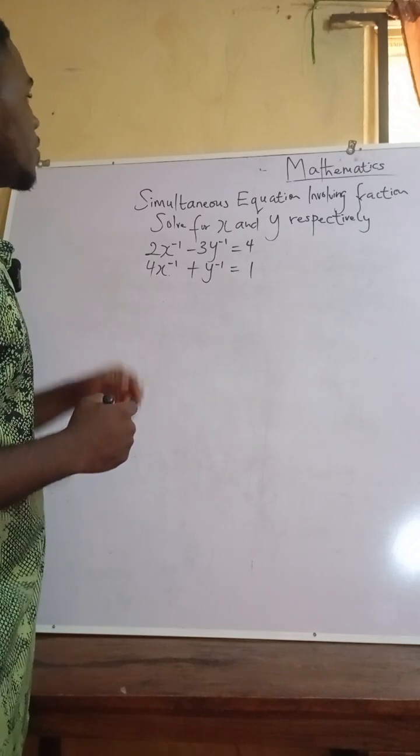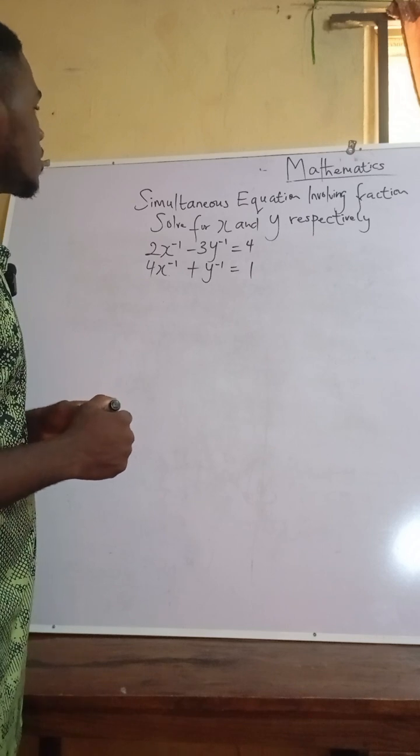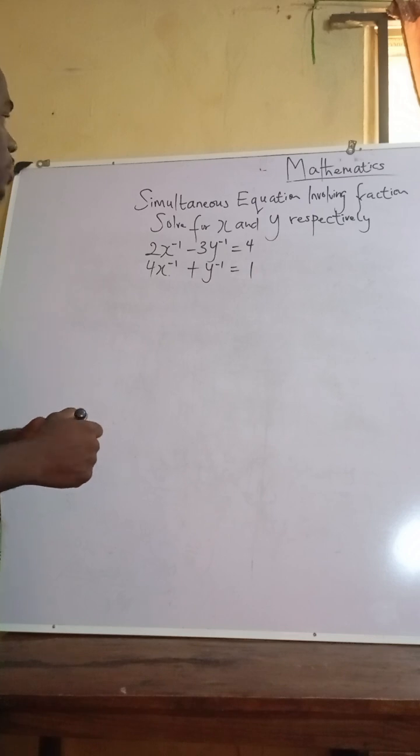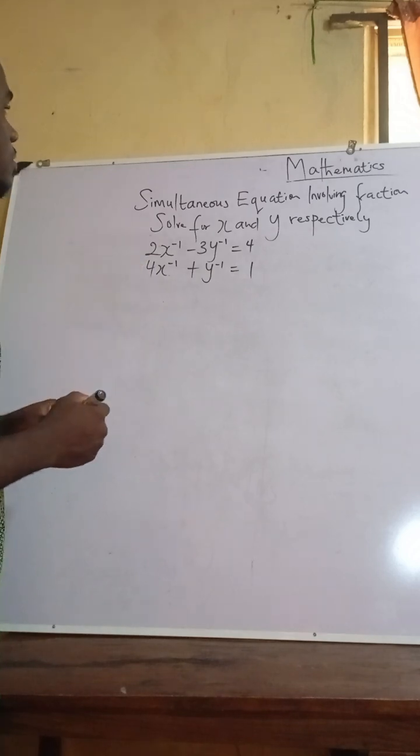Okay, consider the question where you solve for x and y respectively. Now you have 2x to the power of negative 1 minus 3y to the power of negative 1 is equal to 4. That is equation 1. Then we have 4x to the power of negative 1 plus y to the power of negative 1 is equal to 1.